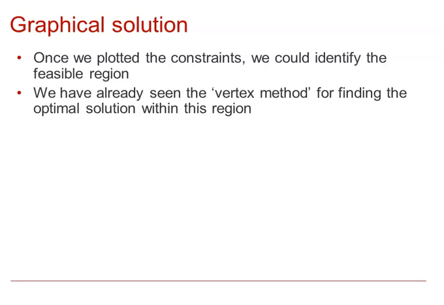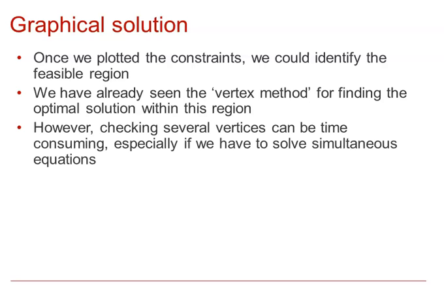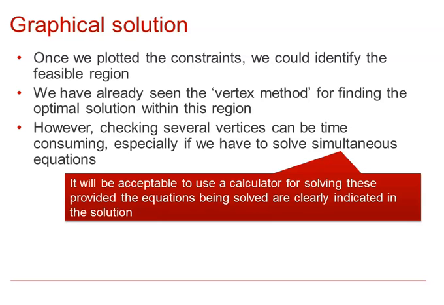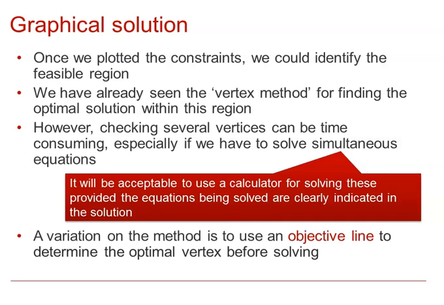We could identify the feasible region having plotted the constraints and decided which side of the line to shade. We've already seen the vertex method in the last video for finding the optimal solution within this region. However, checking several vertices can be time-consuming, especially if we have to solve simultaneous equations. Even if it's acceptable to use a calculator for solving these, provided the equations being solved are also clearly indicated in the solution, a variation on this method is to use an objective line to determine the optimal vertex before solving.